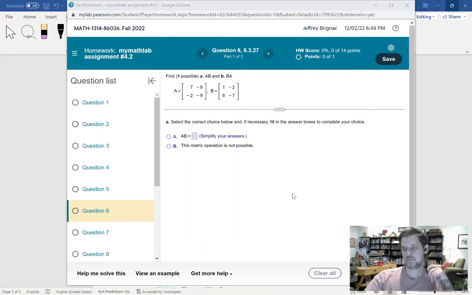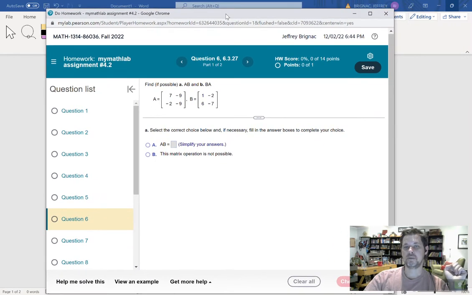Hello, everybody. So, I got a question today about entering a matrix answer on MyMathLab, and I wanted to address that issue, but I thought it couldn't hurt to show you another example about multiplying matrices.